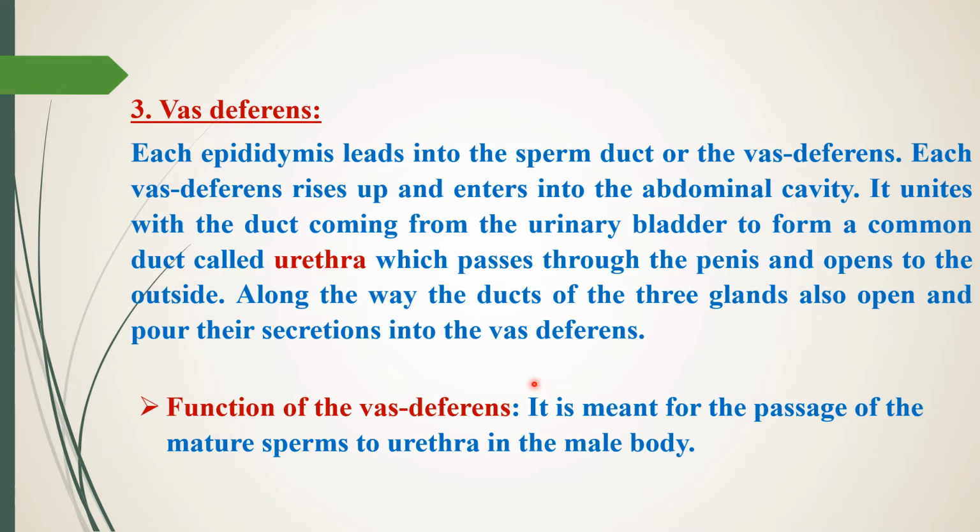Now function of the vas deferens, it is meant for the passage of the mature sperm to the urethra in the male body. So basic function क्या है इसका, जो mature sperm है उसको ये move करता है, to urethra तक move करने में help करता है.